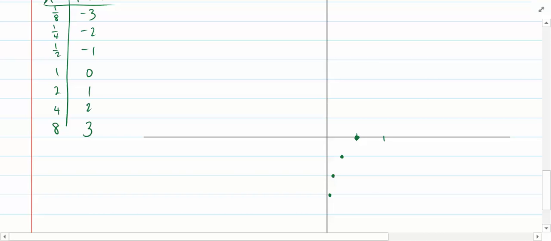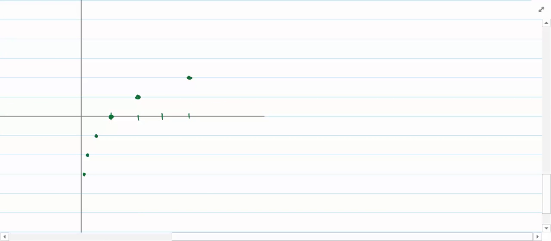X value of 2, function value of 1. X value of 4, so here's 2, there's 3, there's 4. Function value of 2, and an x value of 8. Let's make some room here. 1, 2, 3, 4, 5, 6, 7, 8. Function value of 3. Take a look at this shape. Looks something like this.